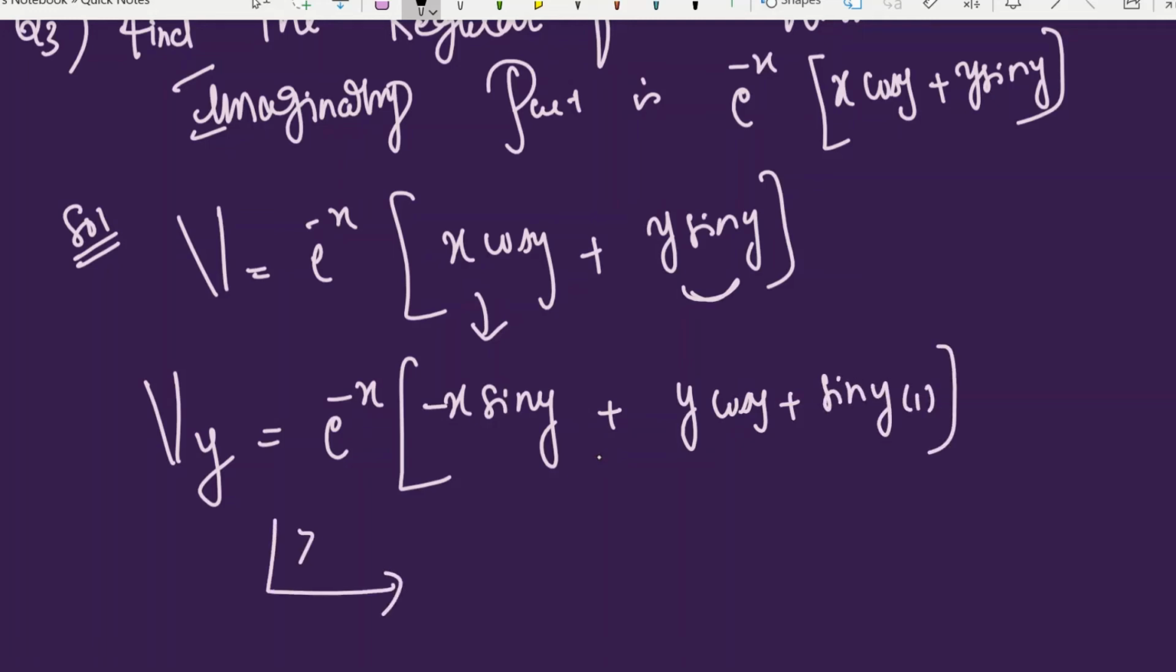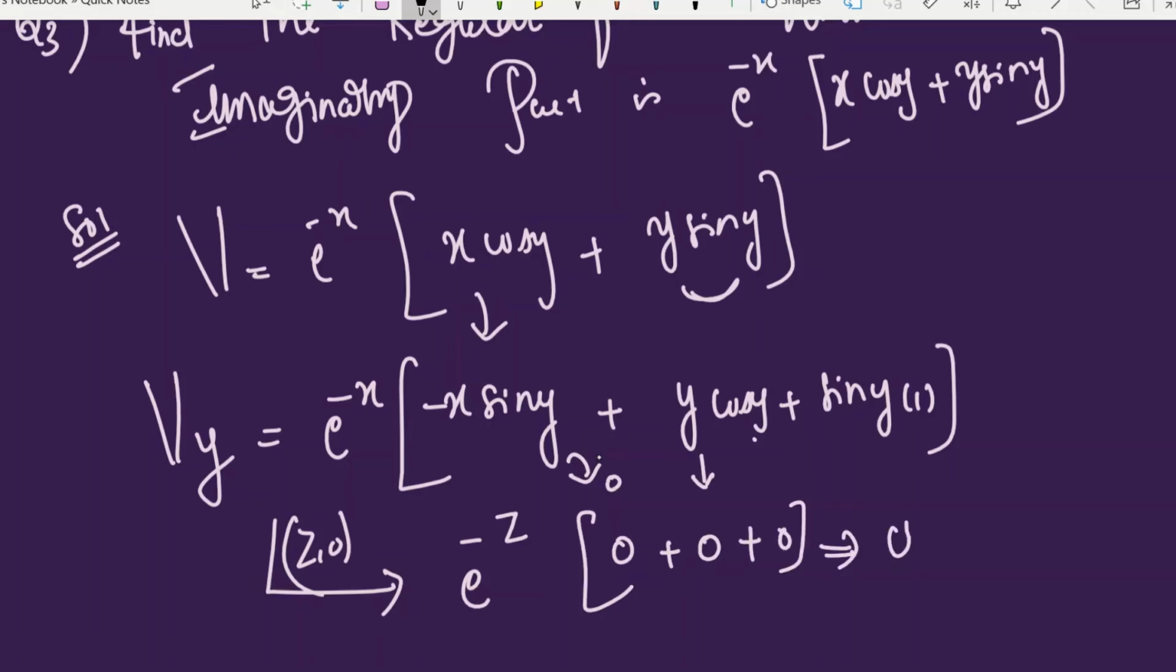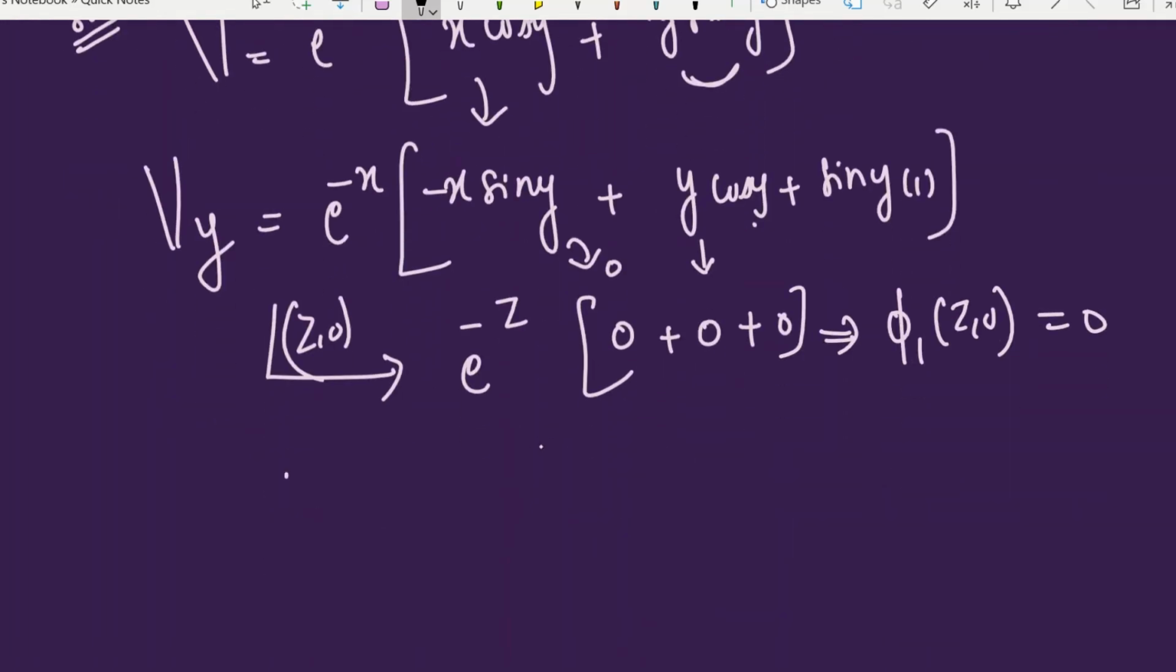Now simply you can substitute the points, e power minus z, sin y, sin 0 is 0. Even though cos 0 value is 1, because initially y is 0, sin 0 value is 0. So our phi 1 of z comma 0 value is 0 only.